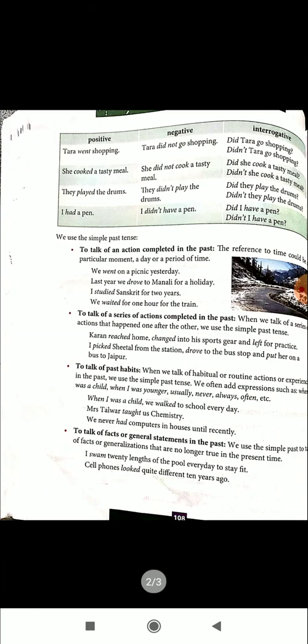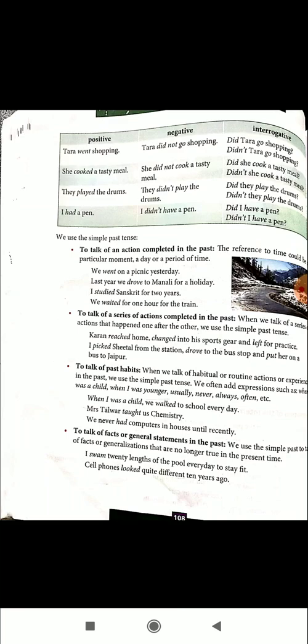I studied Sanskrit for 2 years. Here also, it is a period of time, so we can use simple past tense. I studied. Now you are not studying. So in the past you studied it for 2 years. We waited for 1 hour for the train. It is a period of time, so we can use simple past tense. We need not use present perfect continuous tense.